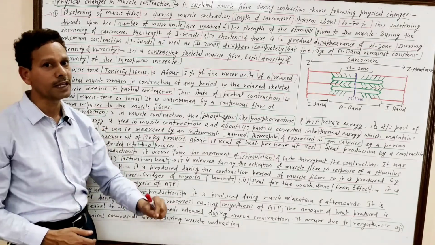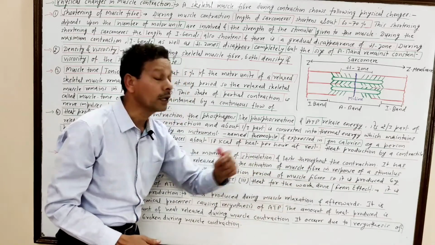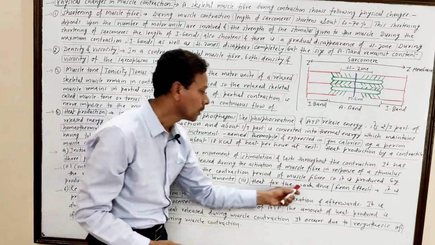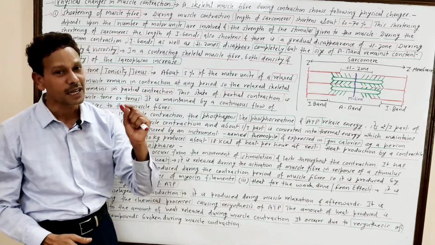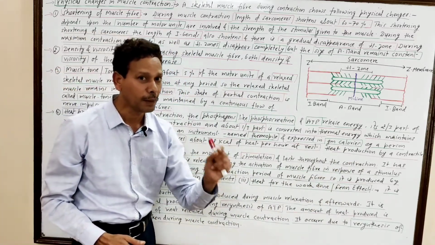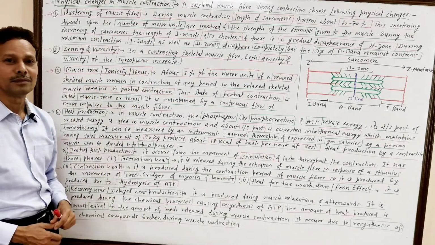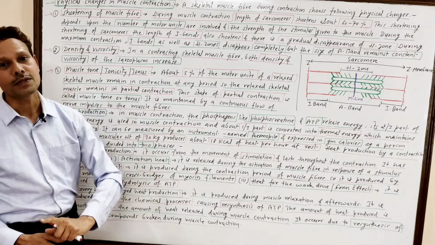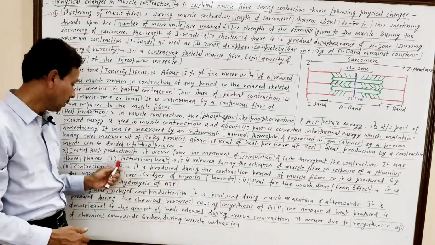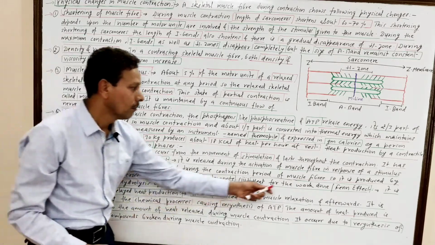And the third phase in which heat is produced is heat for the work done. Heat for the work done is also named the Fenn effect, F-E-N-N effect. It is the heat produced due to hydrolysis of ATP. That is the Fenn effect.